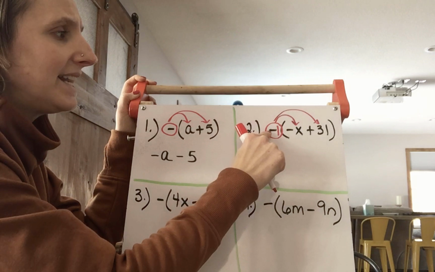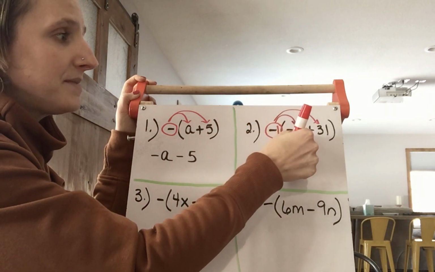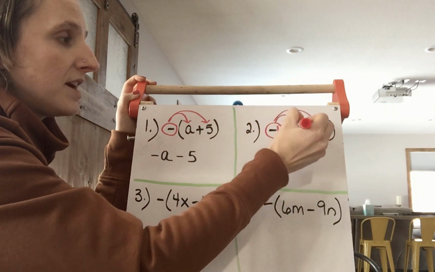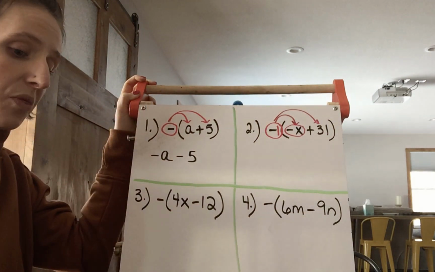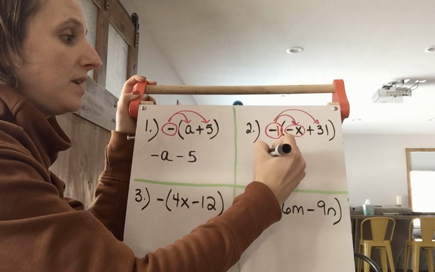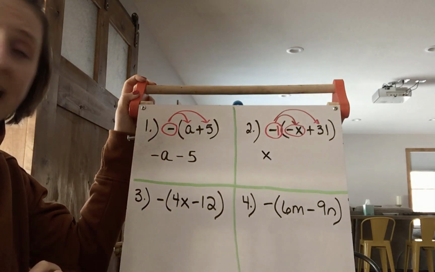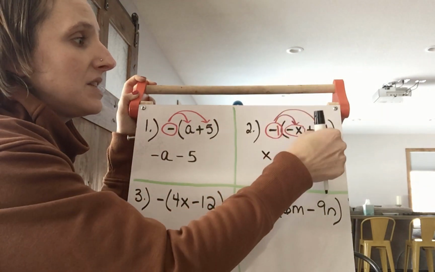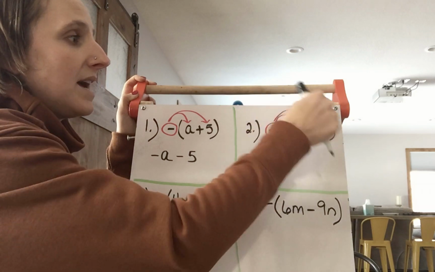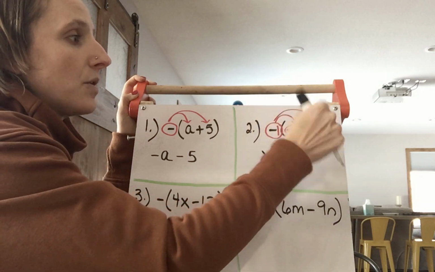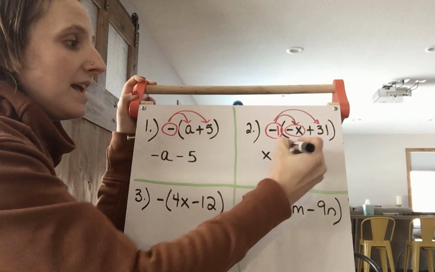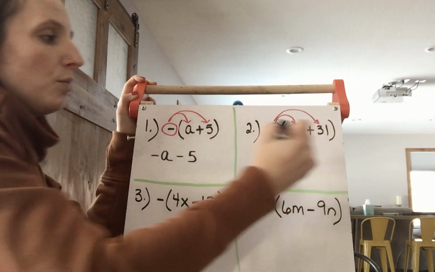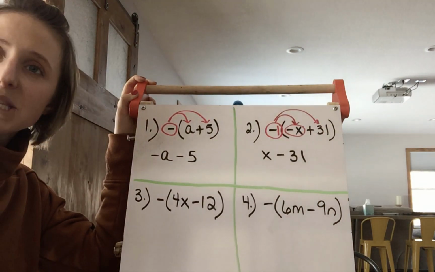So we have negative 1 times negative x, right? There's a negative x there. My signs agree, so that means my product is just going to be 1x, which I can write as x. Then we have this negative, and we're passing it to the 31. So negative times 31. Negative 1 times 31. That's going to give me a negative 31. There is our simplified answer.